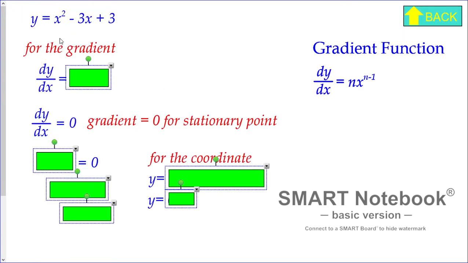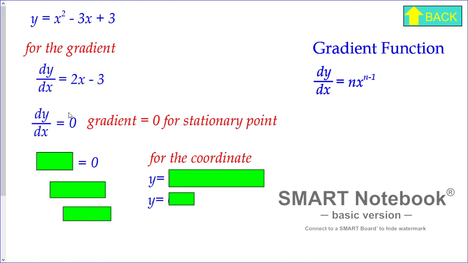For this one, we need to find the gradient of this function. The gradient is, bring down the 2's. We have 2x minus 3. To get the stationary point, we need to set the gradient equal to 0. So we have 2x minus 3, we need to set that equal to 0. That's the point we're interested in. 2x minus 3 equals 0.